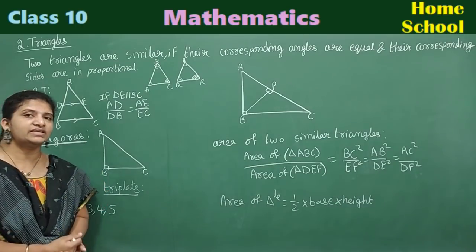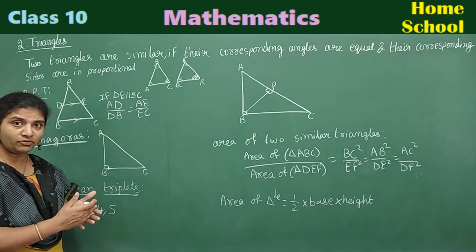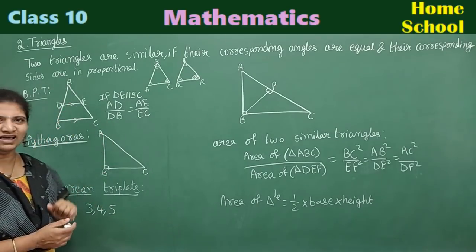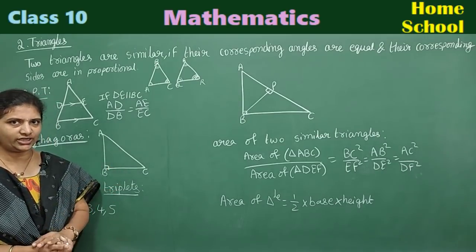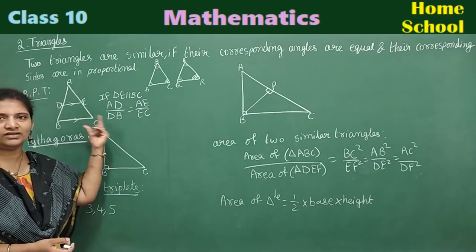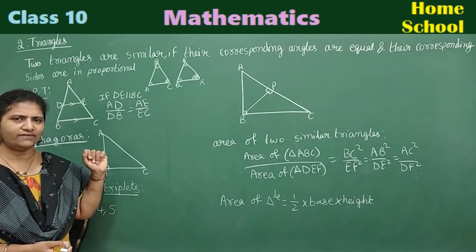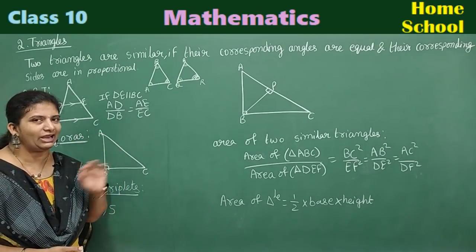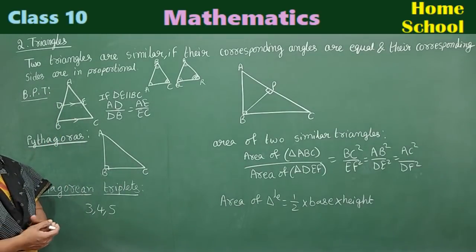Similarly, the converse of the basic proportionality theorem. If the ratios are in proportion, then the two lines are parallel. Some questions may ask, are they parallel or not? At that time, check whether the ratios are in proportion. If they are in proportion, they are parallel. If they are not in proportion, they are not parallel. Next, Pythagoras.